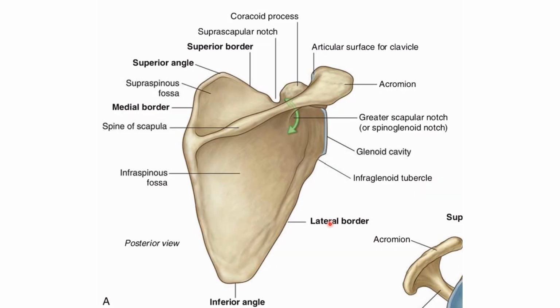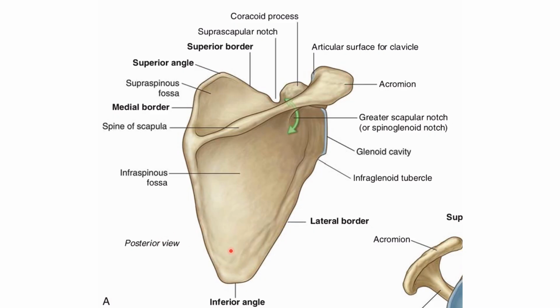Now here is a diagrammatic representation of the scapular bone. So we have the borders. This is the lateral border of the scapula. Then this is the medial border. Then here we have the superior border. In terms of the angles, we have the inferior angle, the superior angle, and then at this point we should have the lateral angle.